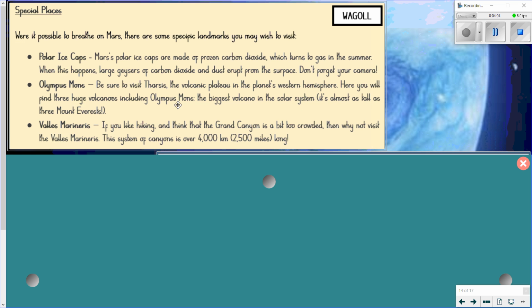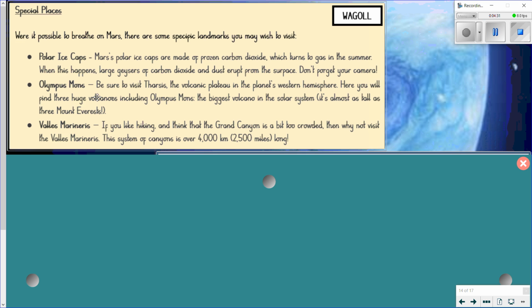It's almost as tall as 3 Mount Everests. And again here, the slightly more informal tone with the exclamation mark, that's done inside brackets. That's a way of speaking to the reader through the brackets. Valles Marineris. If you like hiking and think that the Grand Canyon is a bit too crowded, then why not visit the Valles Marineris? The system of canyons is over 4,000 kilometers, 2,500 miles long.